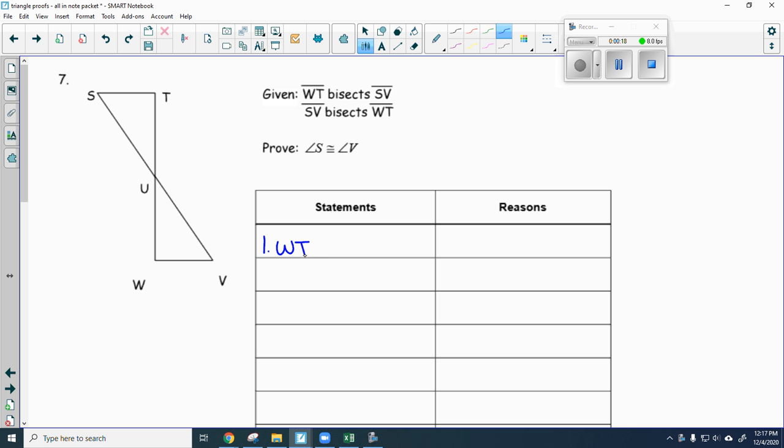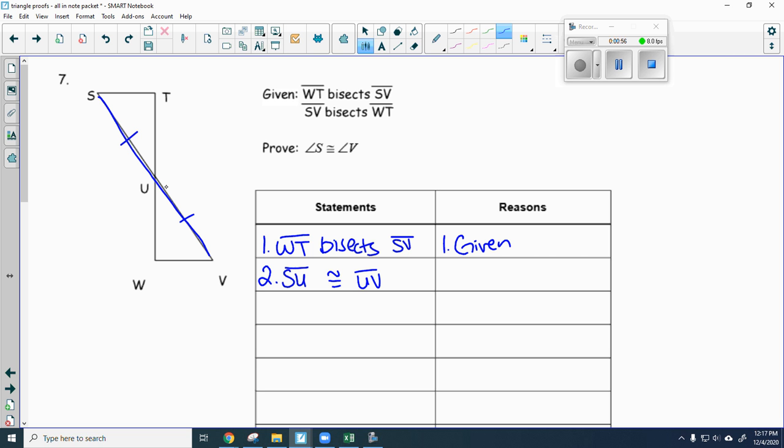We are told that segment WT bisects segment SV. Now, we know we're going to put a bunch of tick marks on here, but we want to be very careful about which segments come directly from this statement. WT bisects SV. WT is the one doing the bisecting. Think of that as the scissors cutting this other segment in half. So it's SV right now that is getting bisected. So we're going to put tick marks on here, and anytime you put tick marks on the diagram, that should be a step in your proof.